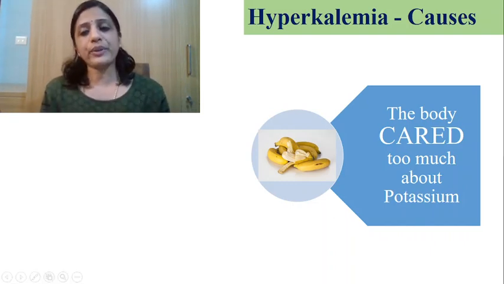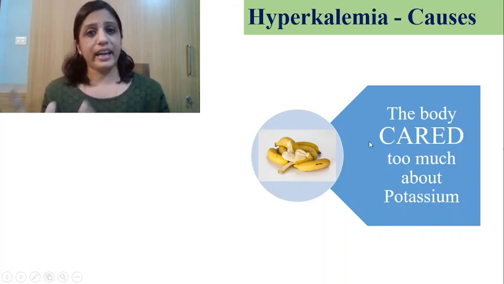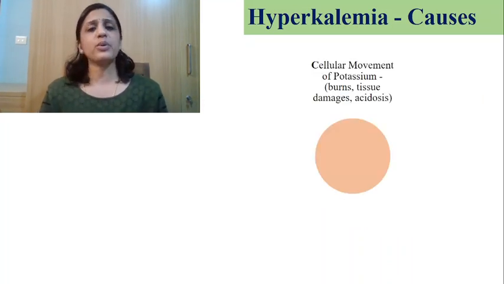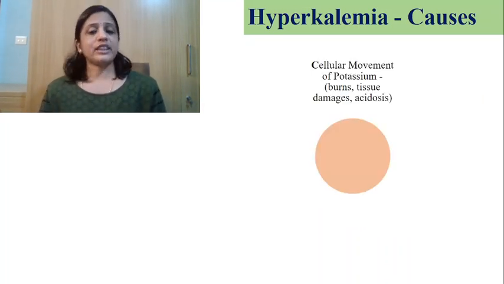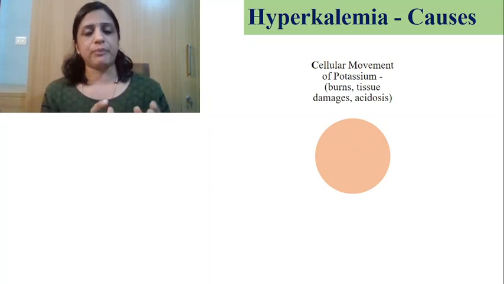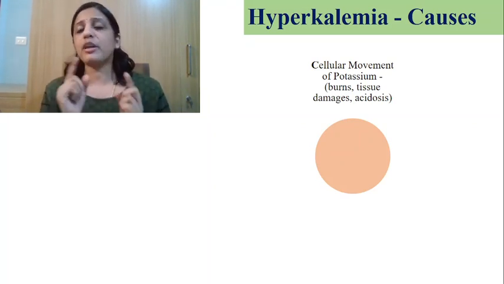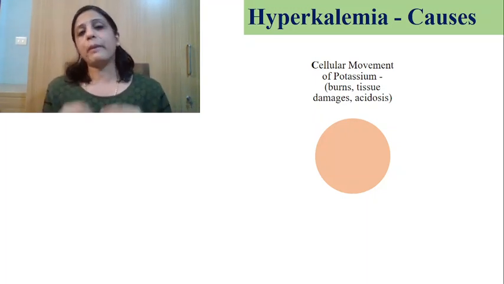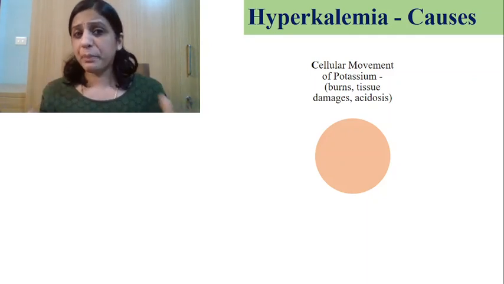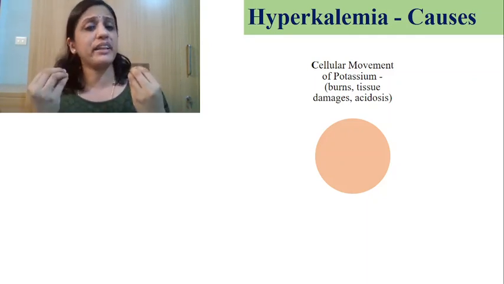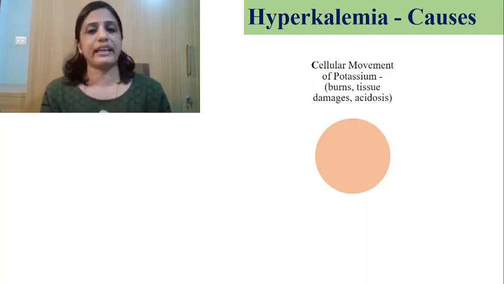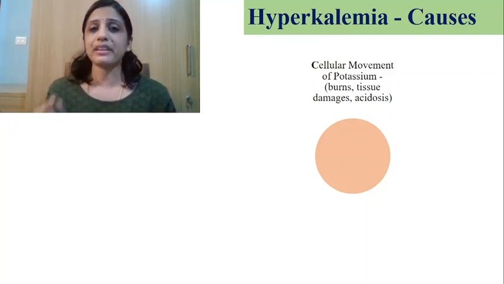So we are going to take this particular word, cared. Let us see what the abbreviation of this mnemonic, cared, stands for. Number one is C. C stands for cellular movement of potassium. Any condition which causes the movement of potassium from inside the cell to outside the cell. For example, major tissue trauma, major burns. What happens is the tissues are being destroyed, so the potassium is going to move from inside the cell to outside the cell, which can cause hyperkalemia.